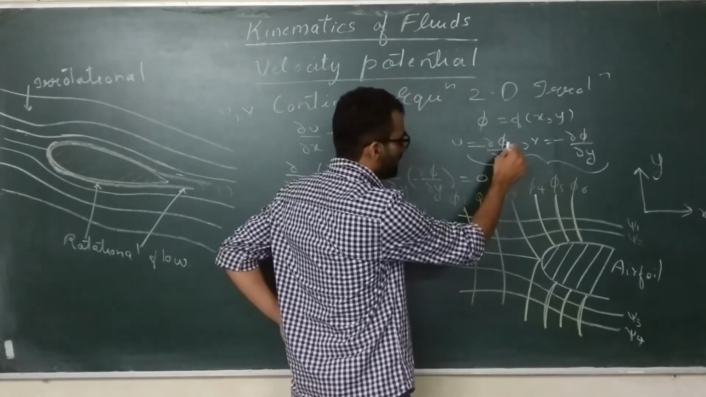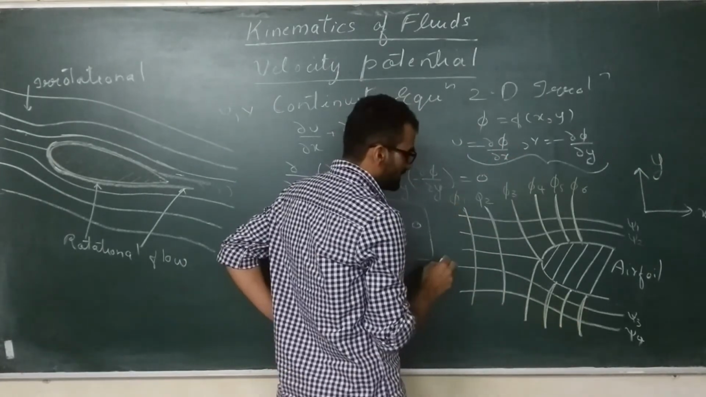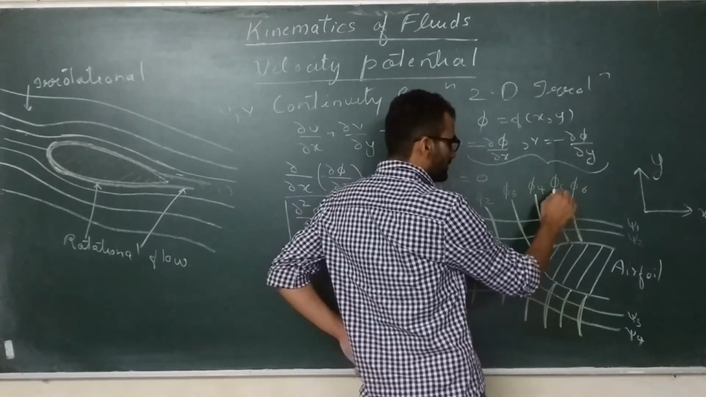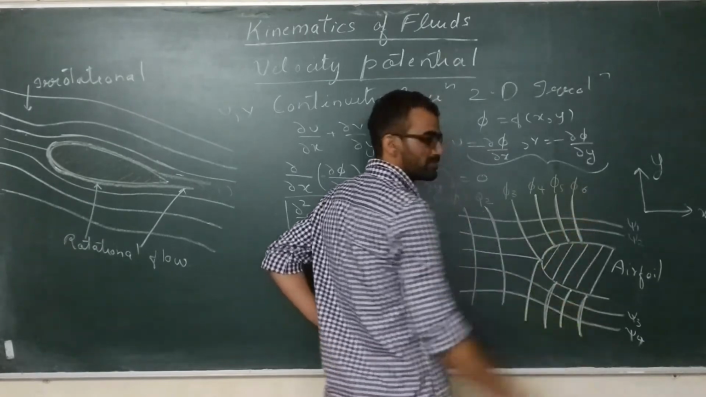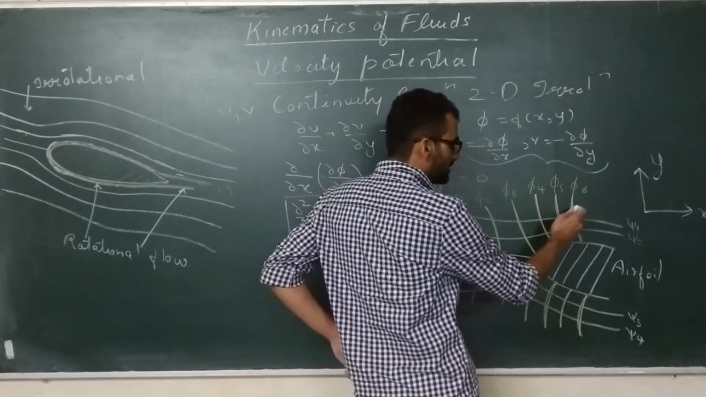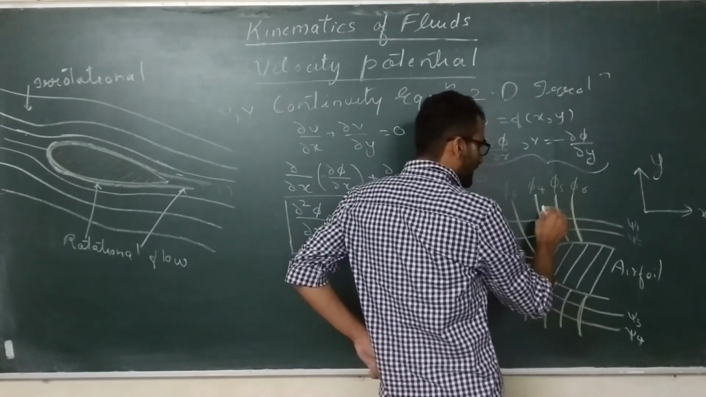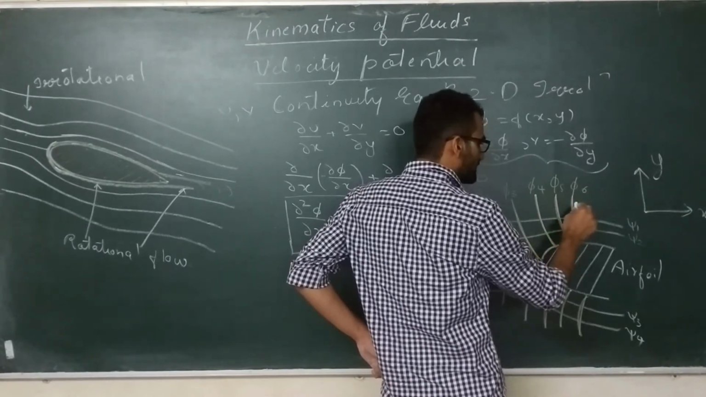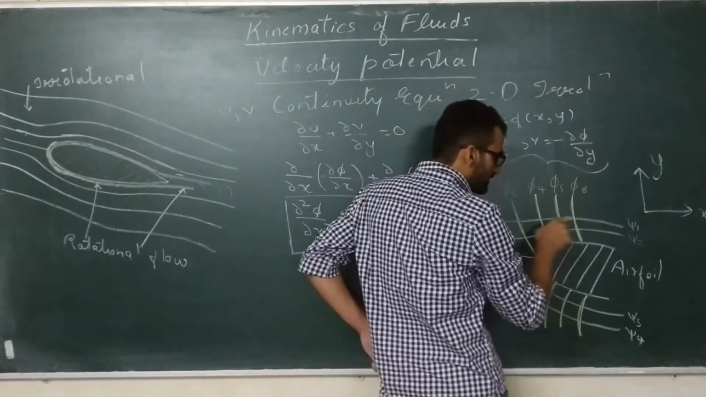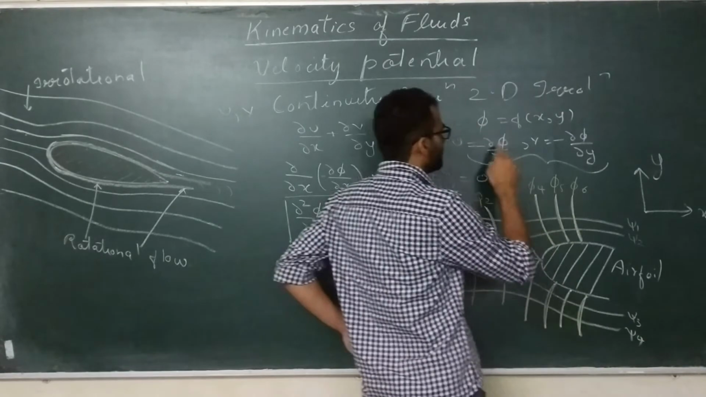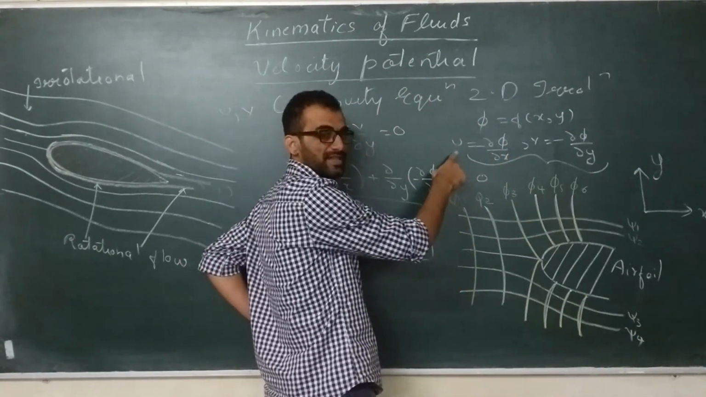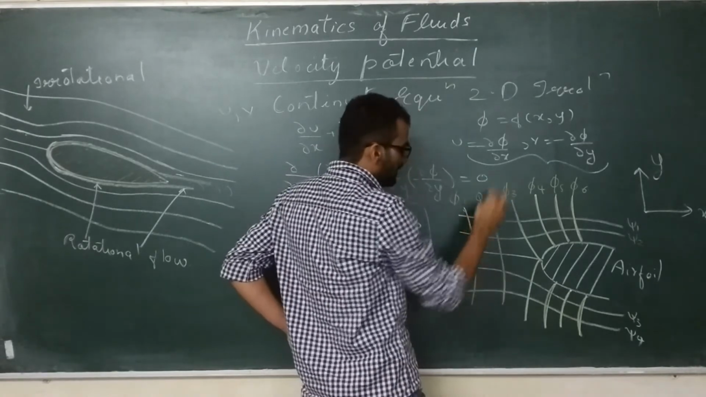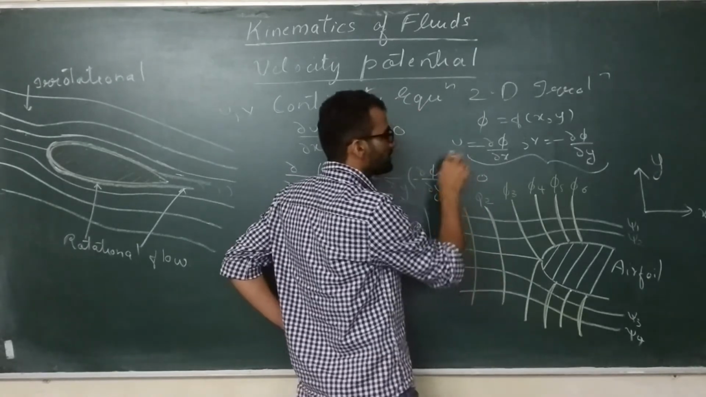See, if you have a high gradient of del phi by del x, that means your equipotential lines are very close. What does it mean? It means these values of phi are very close to each other, so the change in phi with respect to x is very high. This gradient is very high, so indirectly it means velocity u is high. And if the lines are away from each other, it means u is low.